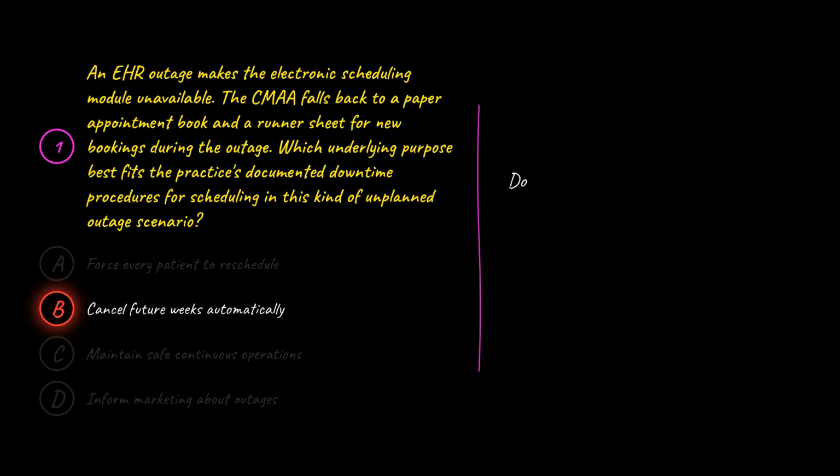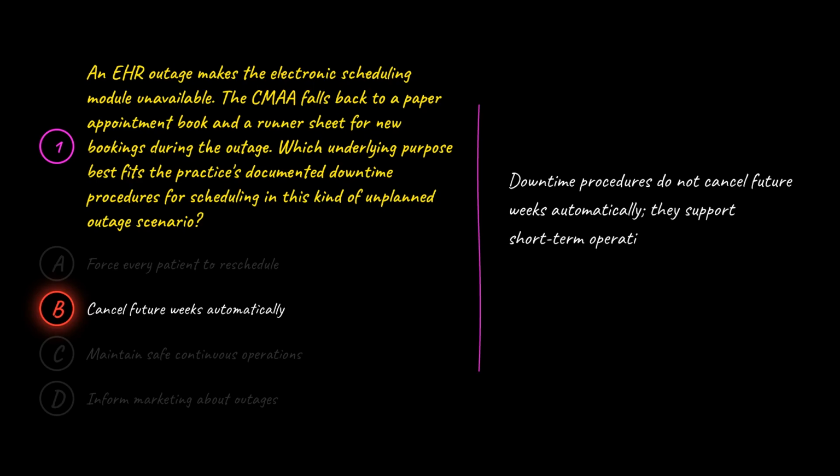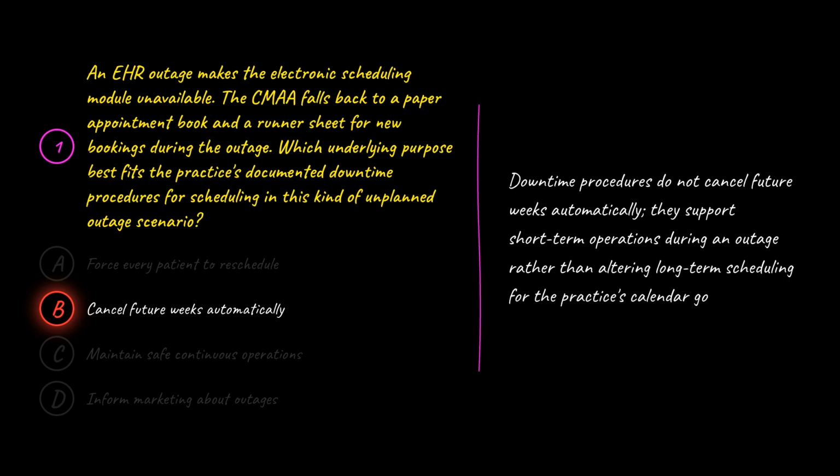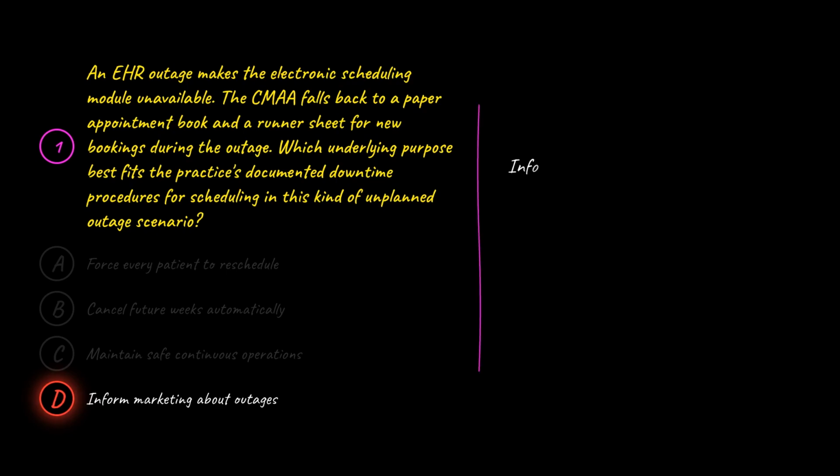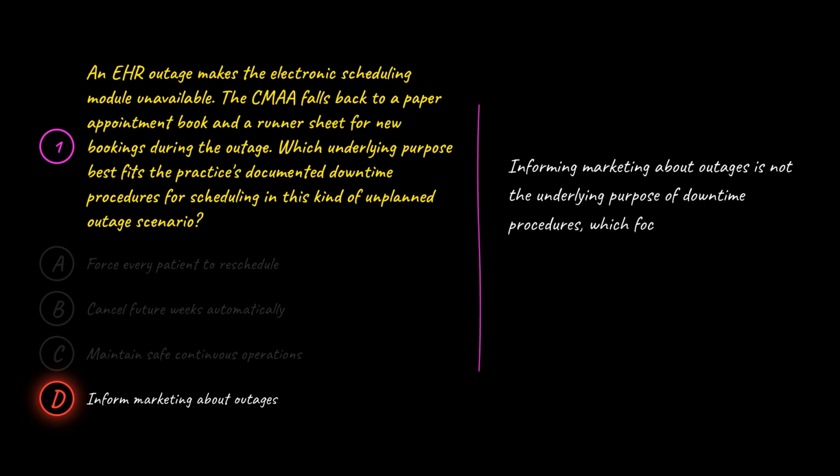B is wrong because downtime procedures do not cancel future weeks automatically. They support short-term operations during an outage rather than altering long-term scheduling for the practice's calendar going forward. D is wrong because informing marketing about outages is not the underlying purpose of downtime procedures, which focus on safe continuous operations rather than communications with the marketing function at the practice.